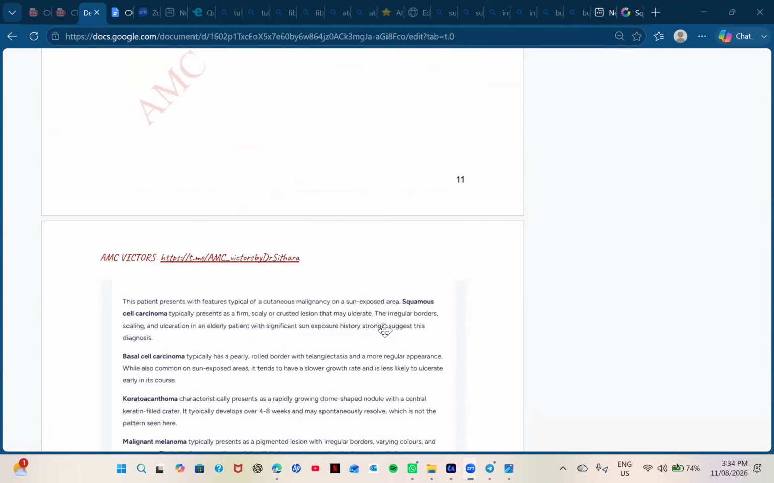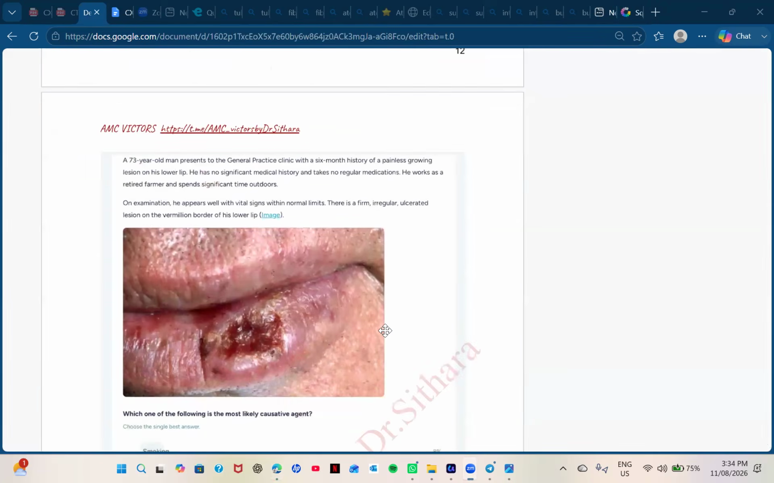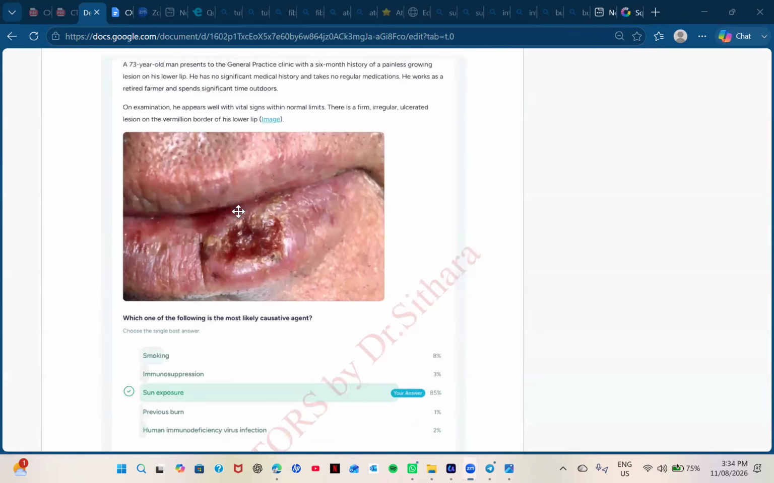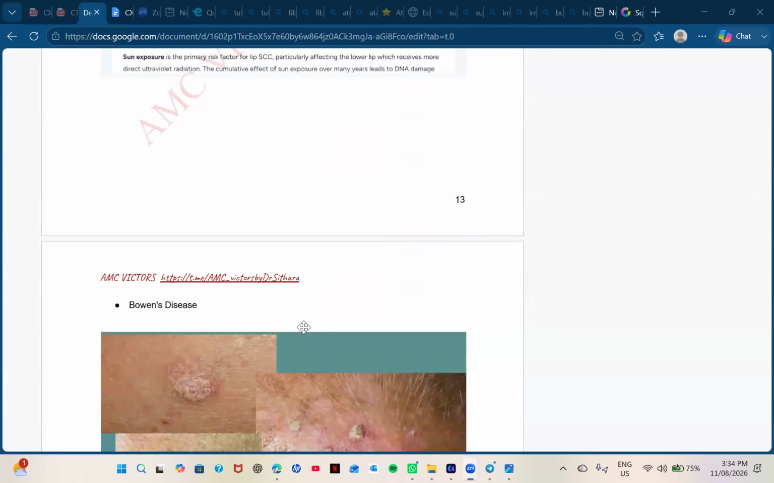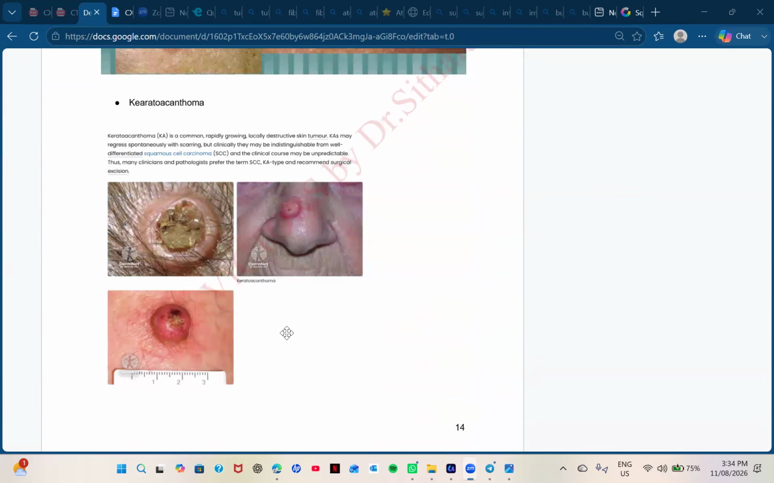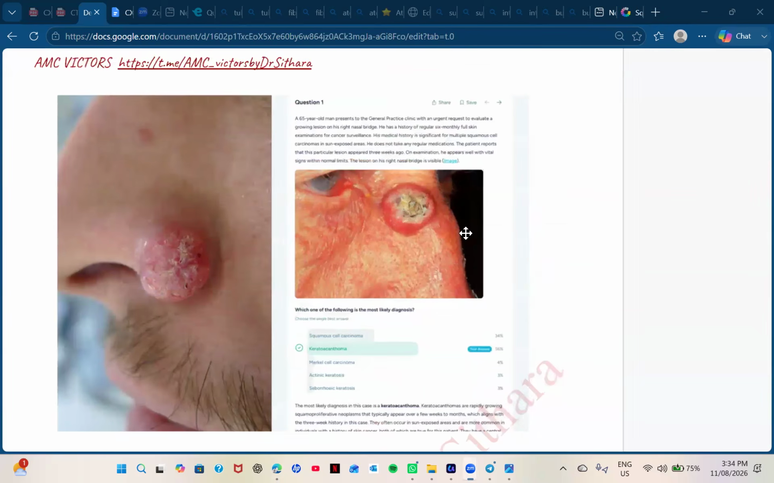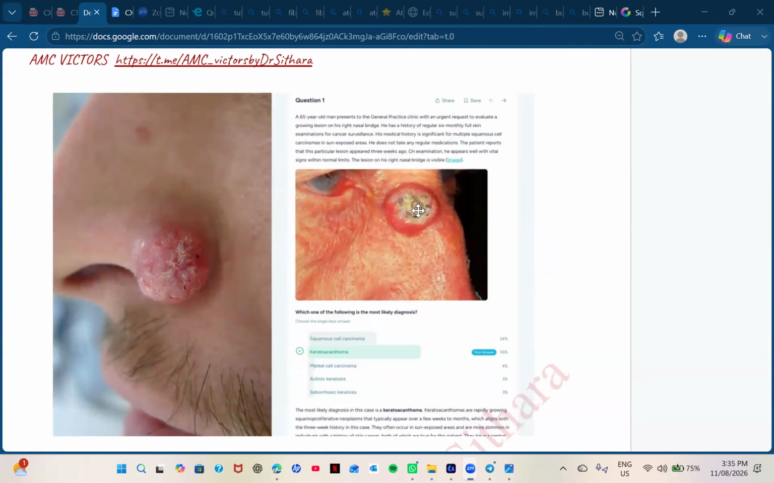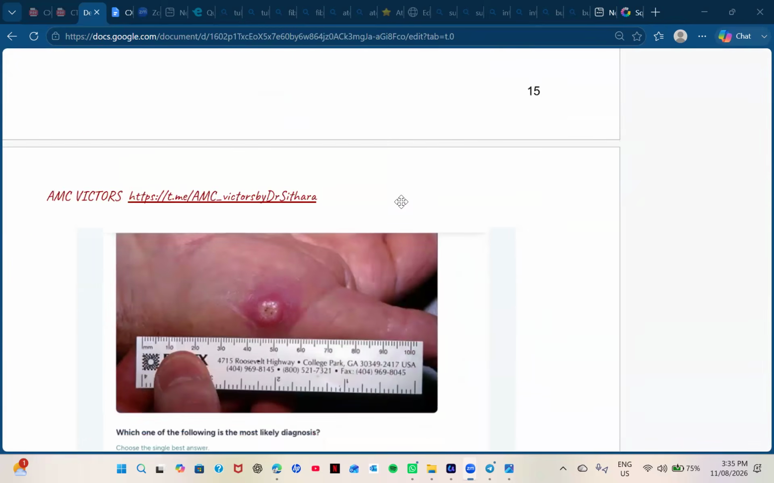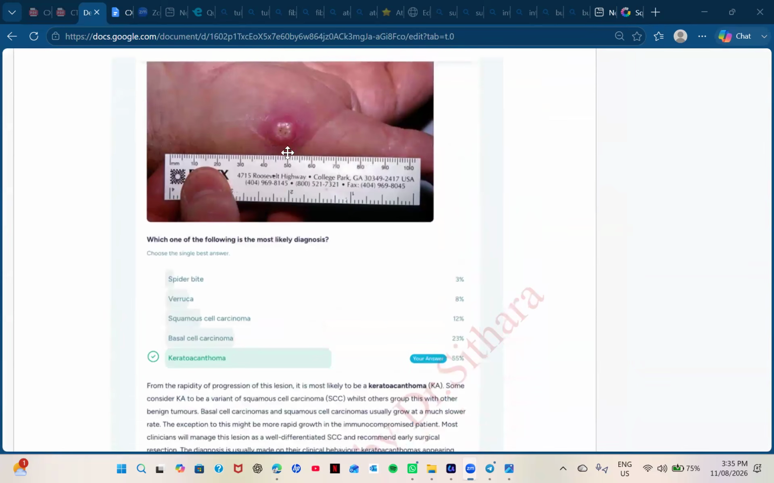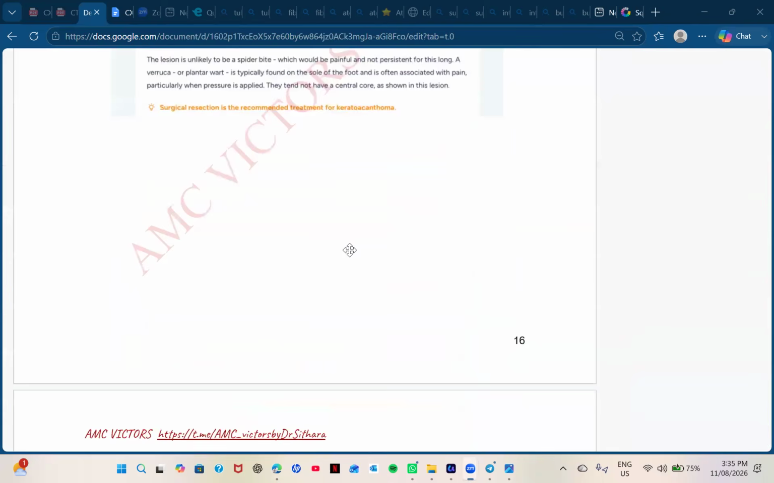These are the pictures: SCC on the lip, the Bowen's disease, the keratoacanthoma with the keratin plug. This is the image they have. I think this picture was the one that came, the keratoacanthoma on the nose. And here also keratoacanthoma.